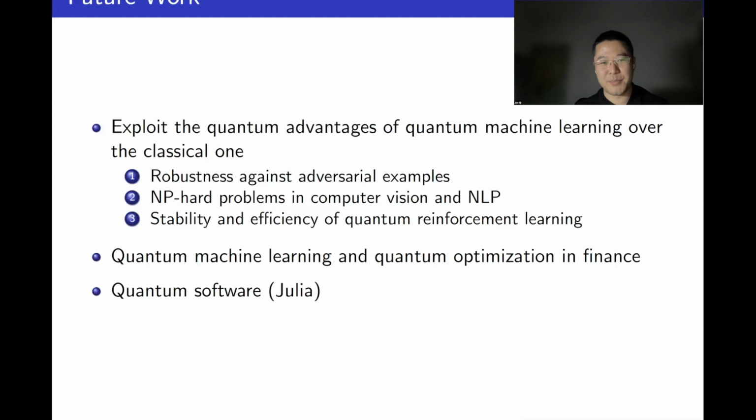The second one is that there are so many NP-hard problems in many machine learning tasks. For example, in computer vision and NLP, there are so many NP-hard problems. Whether or not we can use a quantum computer to resolve such NP-hard problems, maybe they can be accelerated into super-polynomial problems. The third category is about the stability and efficiency of quantum reinforcement learning. There are so many theories in this domain. Also interesting is the use of quantum optimization algorithms and current quantum machine learning in finance. There are more demanding requirements in some financial sectors, so finance seems very promising.